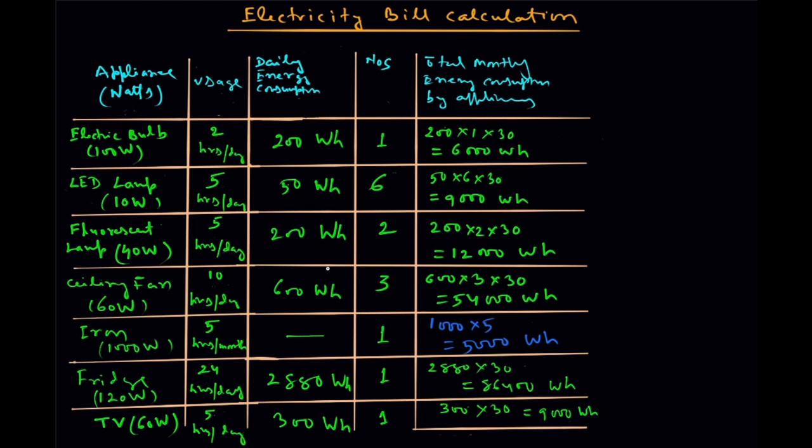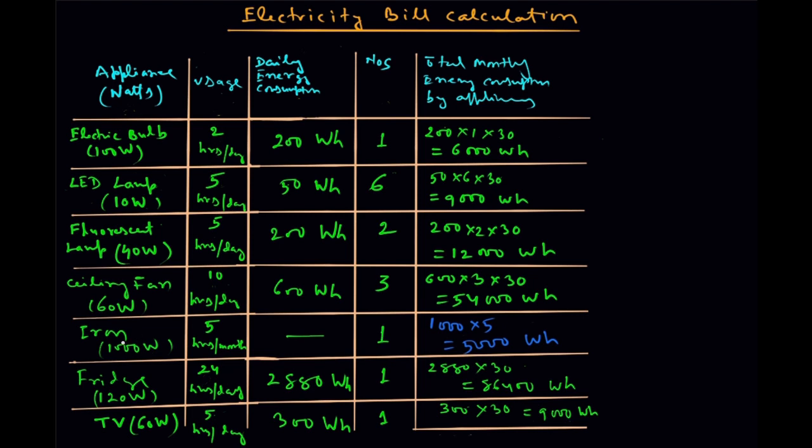Similarly, ceiling fans are usually 60 watt or 70 watt. So they are used 10 hours per day, and for this particular house, if you are using it less, then you can take it 7 hours, or if it is used for more hours, then 12-15 hours, or more. We will multiply this 600 watt hour into 3 into 30 for 30 days. So monthly it will consume this much energy.